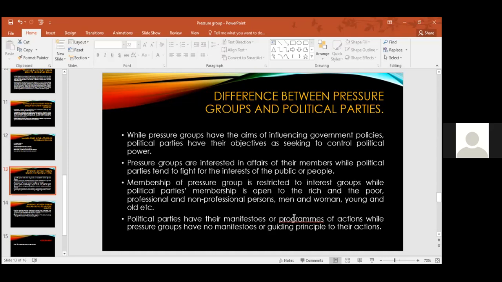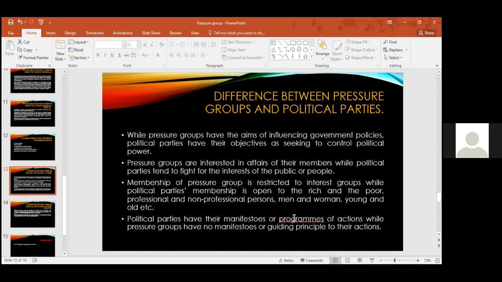their representation is limited to their members. For example, the medical association is limited to medical practitioners. Labor Congress is limited to workers. ICAN is limited to accountants. The Nigeria Bar Association is limited to lawyers.